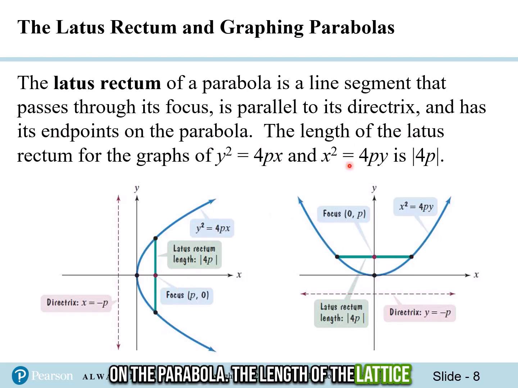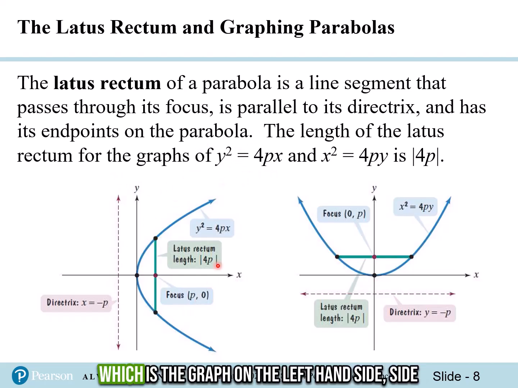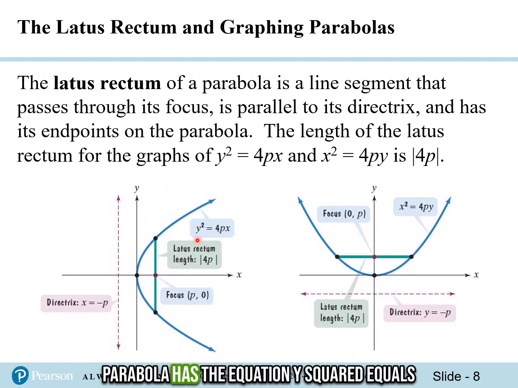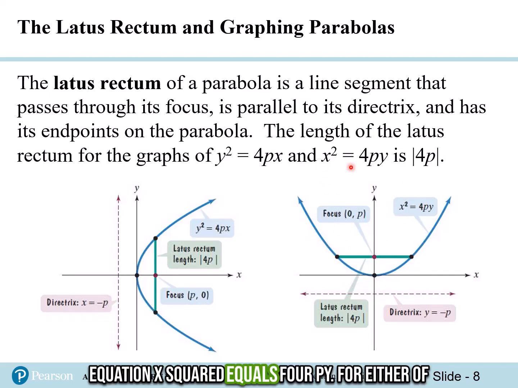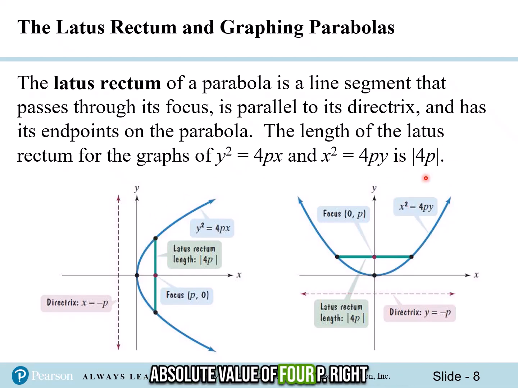The length of the latus rectum for the graphs of y squared equals 4px, which is the graph on the left-hand side: a right opening parabola has the equation y squared equals 4px, and the one that opens up has the equation x squared equals 4py. For either of them, the length of the latus rectum is the absolute value of 4p.